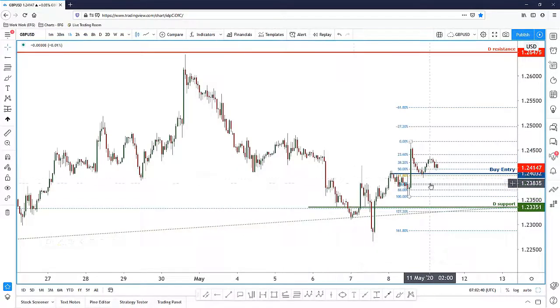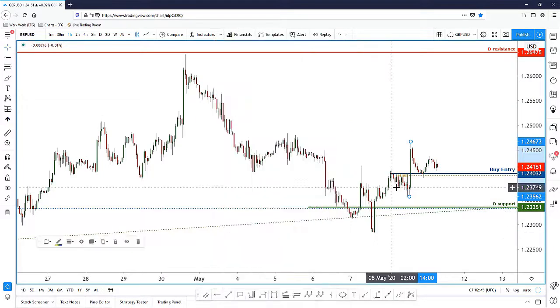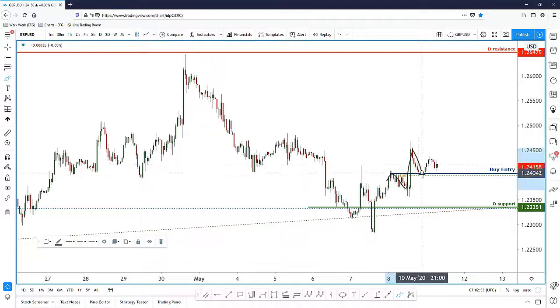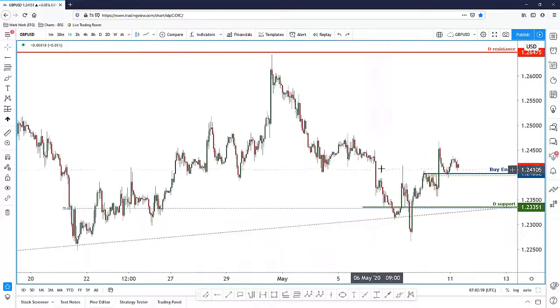Right, and we see that the 61.8 level falls right in line with this graphical overlap, right? We call it overlap because this was a resistance and then price broke and tested it as a support, right? So it's an overlap, okay? So this will be a good buy entry.